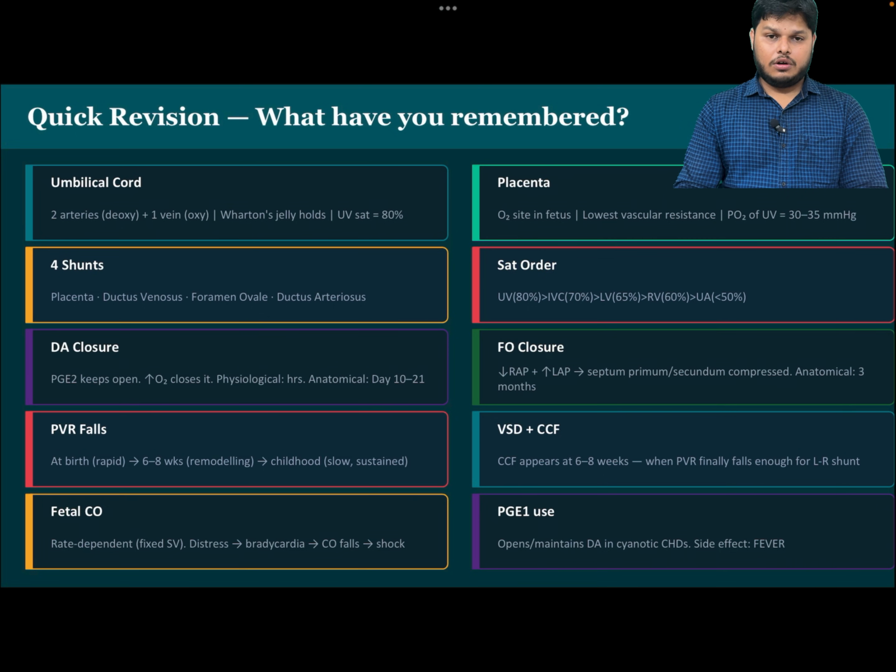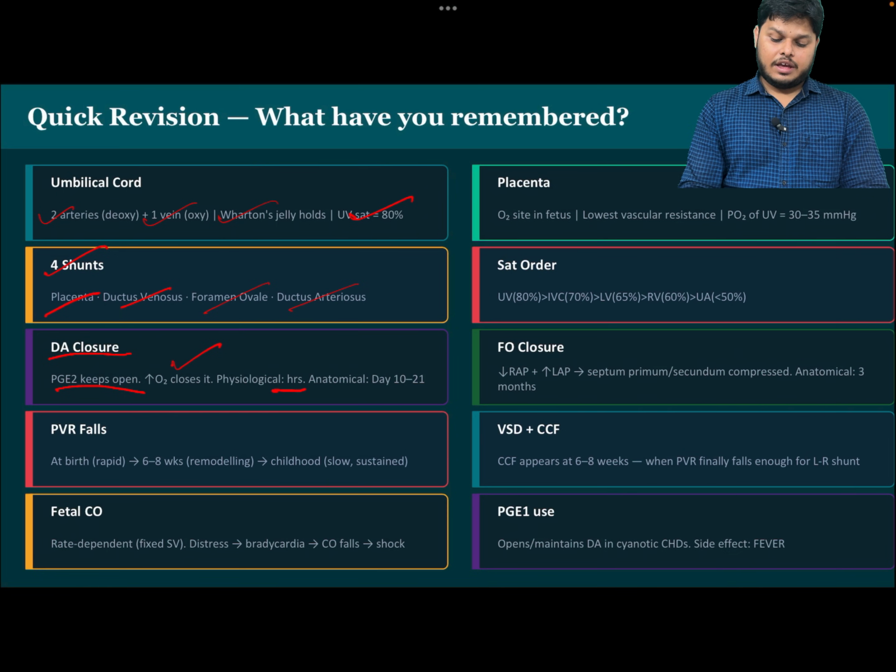Revision. Umbilical cord contains two umbilical arteries, one umbilical vein, in Wharton's jelly. Umbilical vein saturation is 80%. Four shunts: placenta, ductus venosus, foramen ovale, ductus arteriosus, all complete. I think everybody is clear regarding the circulation. Ductus arteriosus closure: PGE2 keeps it open, increased oxygen closes it. All okay.